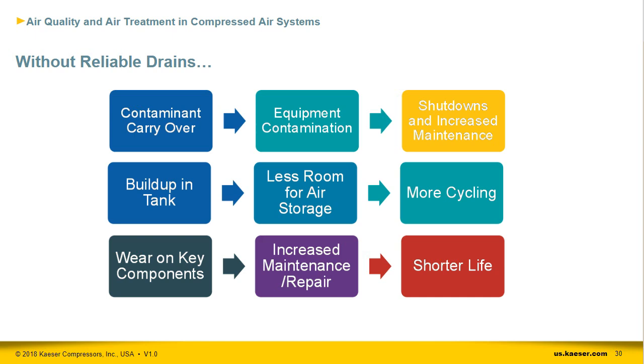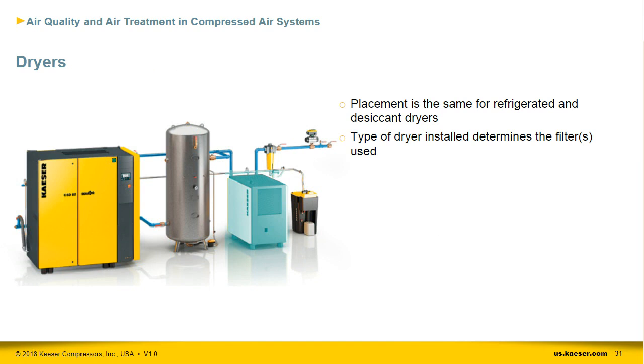Shown here is a refrigerated dryer, but another common option is a desiccant dryer. There are other dryers available as an integrated option in a rotary screw compressor as well. Those are typically refrigerated dryers, and they're installed in a cabinet that's attached to the compressor package. Standalone dryers, regardless of their type, would be placed in the same spot in a system. From a system design point of view, the difference is in which filters are necessary to include with the dryer type and where those filters need to be installed, either before or after the dryer.